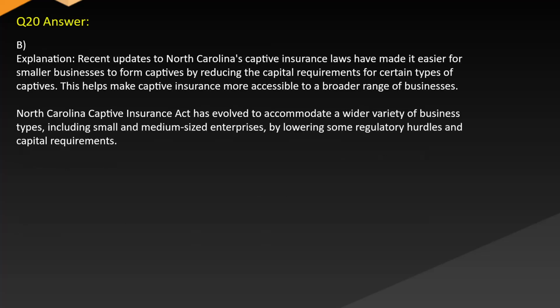Answer B. Explanation. Recent updates to North Carolina's captive insurance laws have made it easier for smaller businesses to form captives by reducing the capital requirements for certain types of captives. This helps make captive insurance more accessible to a broader range of businesses. The North Carolina Captive Insurance Act has evolved to accommodate a wider variety of business types, including small and medium-sized enterprises, by lowering some regulatory hurdles and capital requirements.